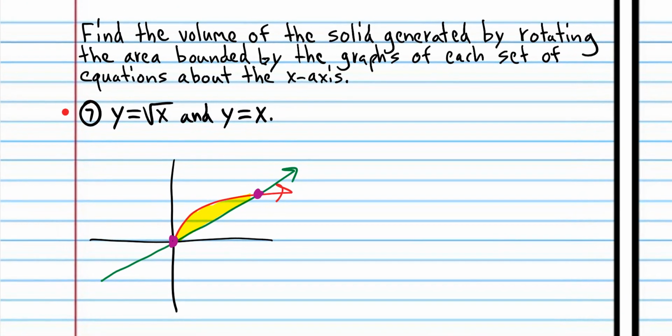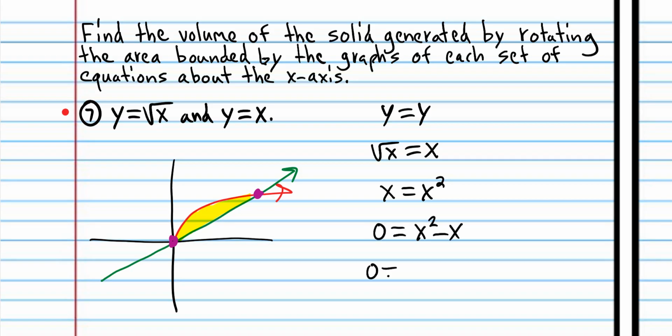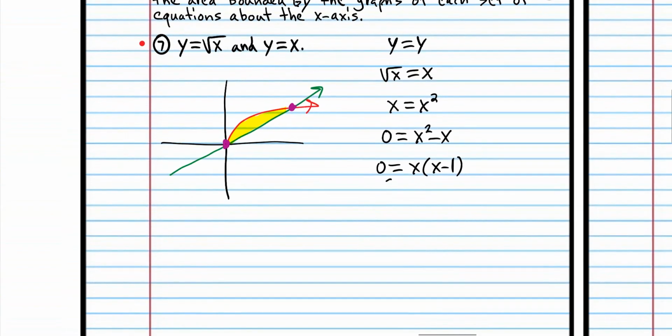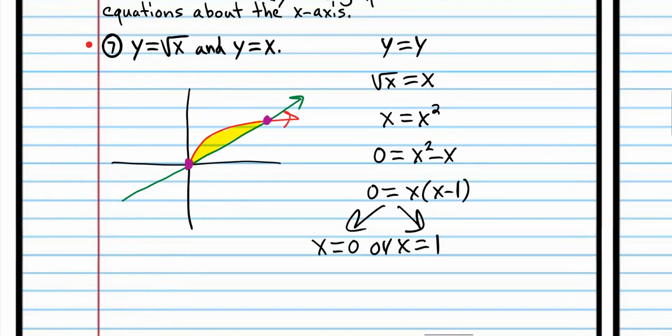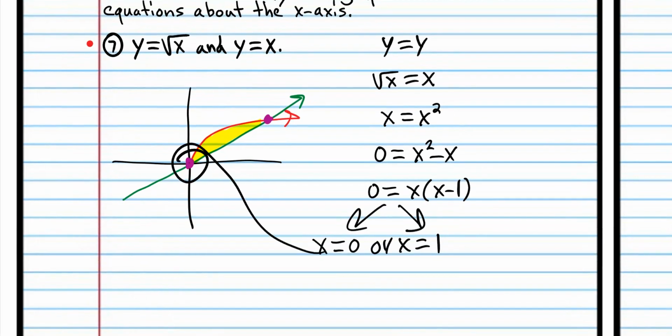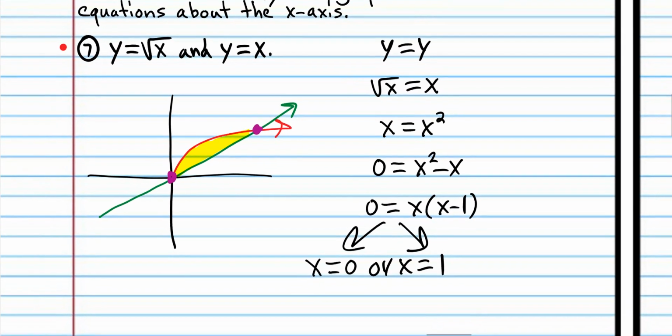So sometimes you have to do some algebra. So we're going to set y equal to y, set those y values equal to each other, square both sides, subtract x from both sides, and then we're going to factor a GCF, which is x, and then we can see the only x values that would make those y values equal are x equals 0 or x equals 1, which makes sense because one of our x values should be 0. That's where our intersections occur.